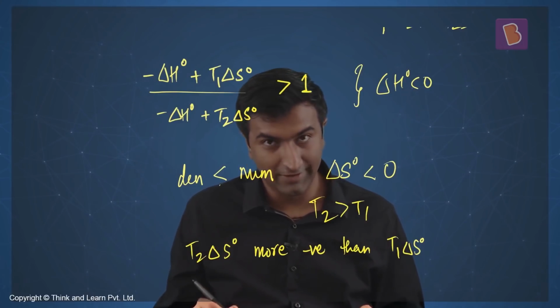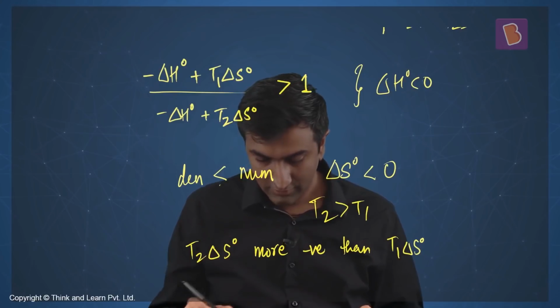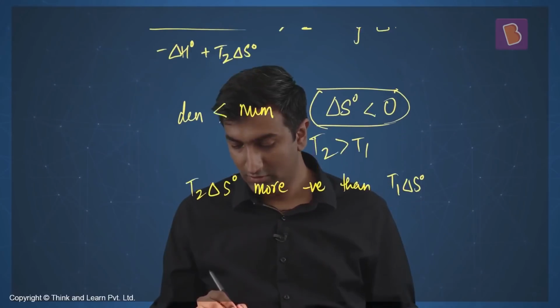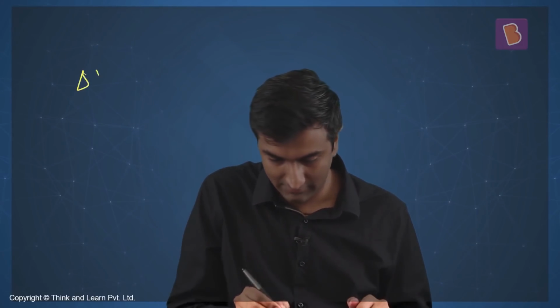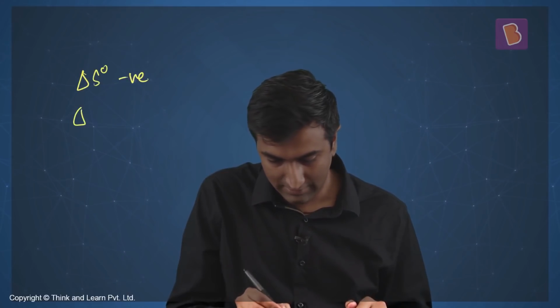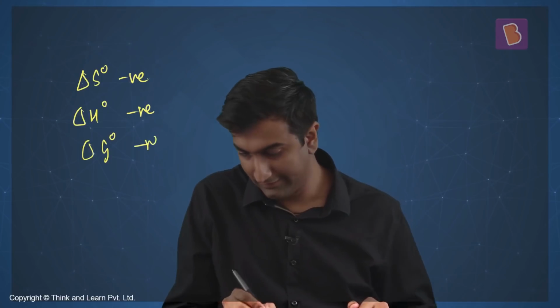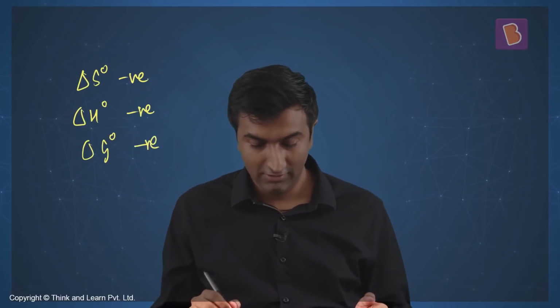So denominator is less than numerator. Negative signs cancel out. So yeah, this thing here is correct as well. So delta S naught also is less than 0. There you go. I have all the 3 signs. And funnily enough, all of them are negative. So delta S naught is negative, delta H naught is negative, and delta G naught is also negative. Yeah, so I can figure out the answers that match from here and you can mark them.